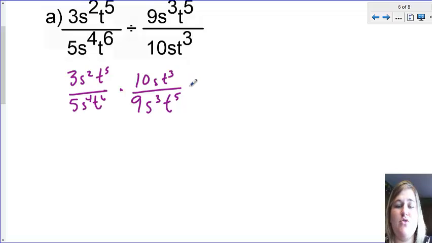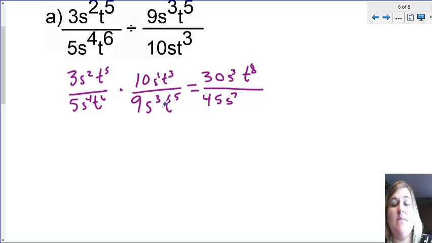All I have to do is multiply straight across. So 3 times 10 is 30. S squared times s, that's going to be 2 plus 1 is 3. T to the 5th times t to the 3rd is 5 plus 3 is 8. Over 5 times 9 is 45. S to the 4th times s to the 3rd gives me s to the 4 plus 3 is 7. And t to the 6th times t to the 5th is t to the 11th. Okay, now I can do my simplifying.